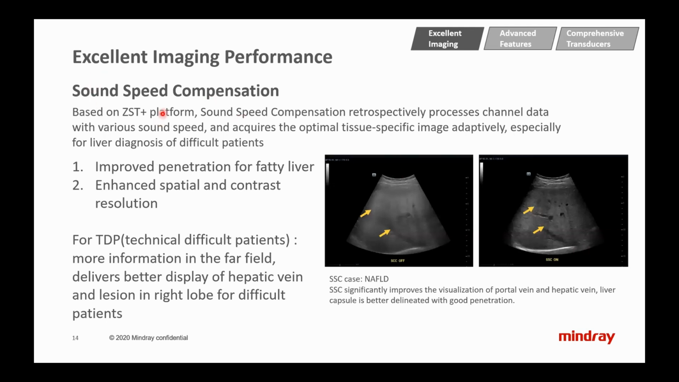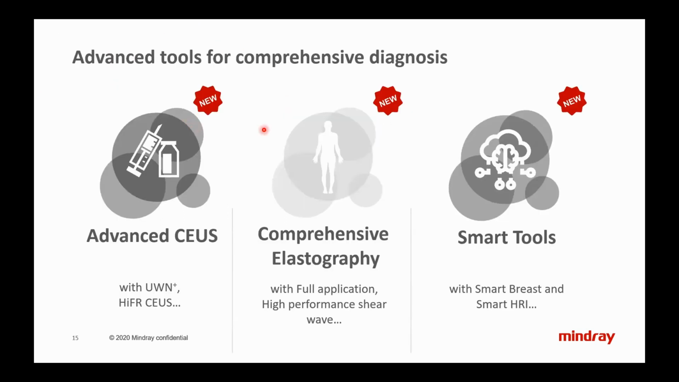Also for sound speed compensation, our R9 machine can be used for sound speed compensation. And here we can see the difference when sound speed is off. Actually, here it's just like a cone, echo cone. I cannot find any details. But when I turn it on, the details start to appear. So I can get excellent image performance from the R9 machine.